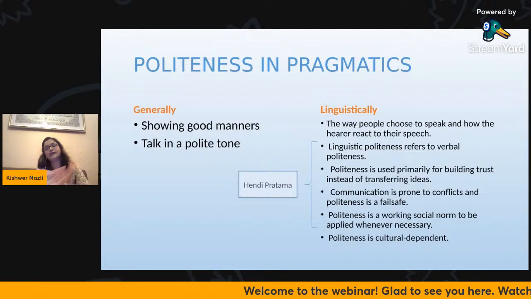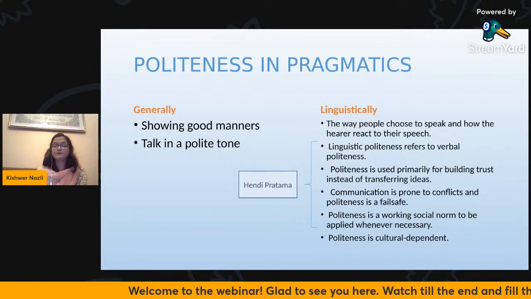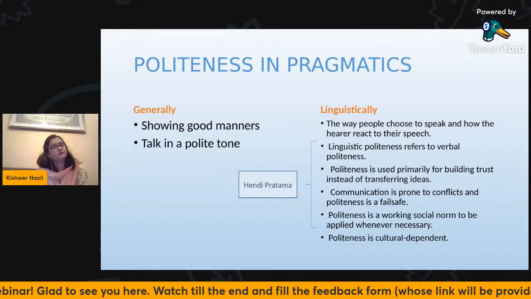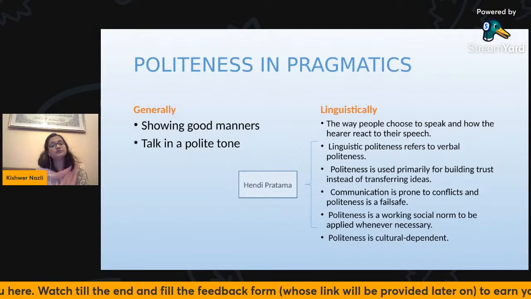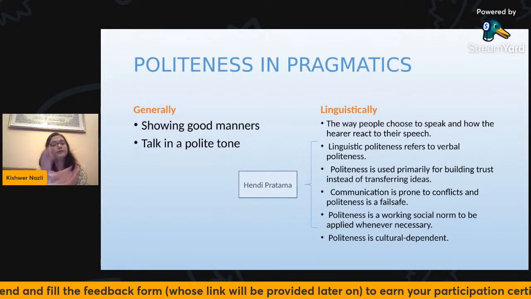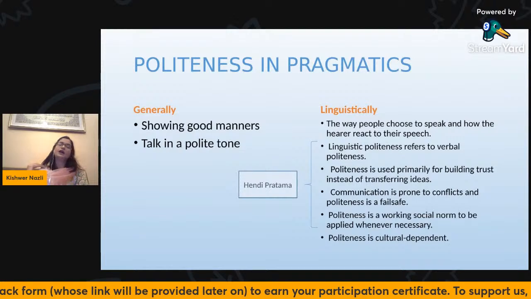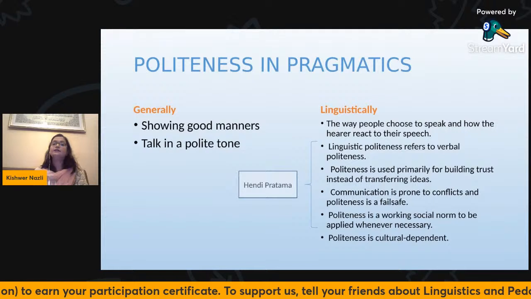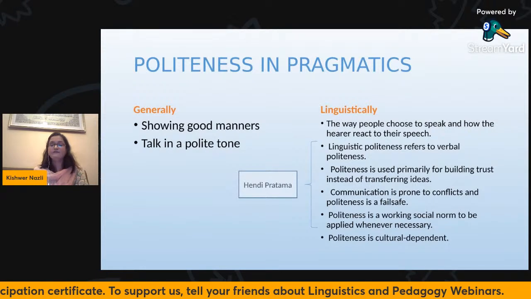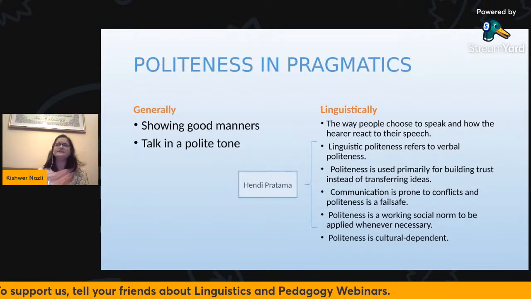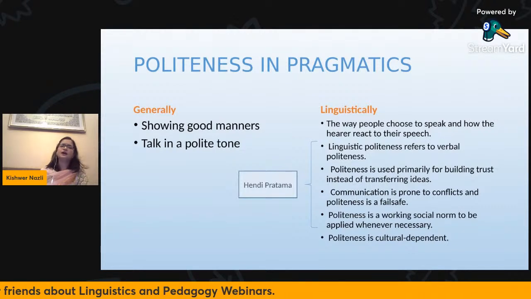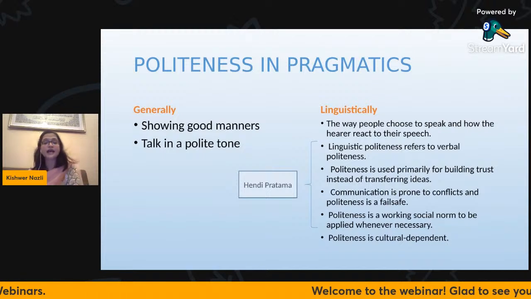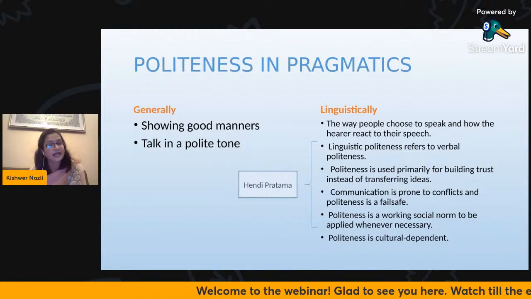As it is written over here, politeness is used primarily for building trust. When we communicate, we do not just exchange information. We exchange trust also. We transfer trust, faith. Because when we transfer ideas or information, if we have trust between each other, the message will be well sent and we will understand each other. Otherwise, things will not work as properly as we want. So transferring information and transferring trust basically occur simultaneously.